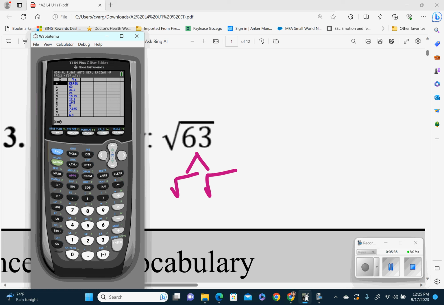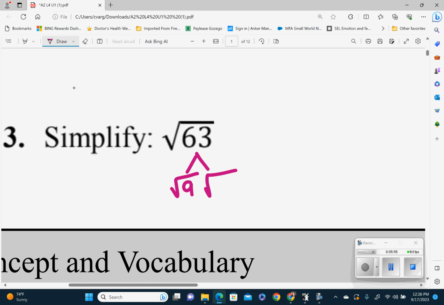7 and 9, right? We're ignoring these decimals. We're just looking for whole numbers. 7 and 9 give us 63. 9 and 7 give us 63. And if you scroll down, you'll get 63 and 1, okay? As well as 21 and 3. Anyway, moving on. So 21 and 3, you could use that, but the square root of 21 is not a whole number. So I'm just going to go ahead and use 9 and 7.